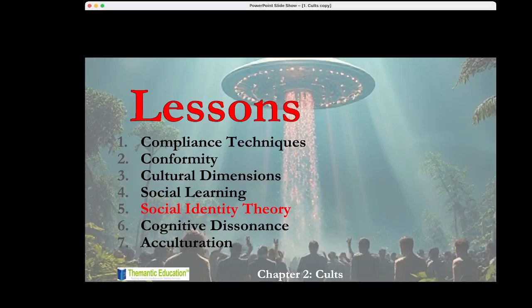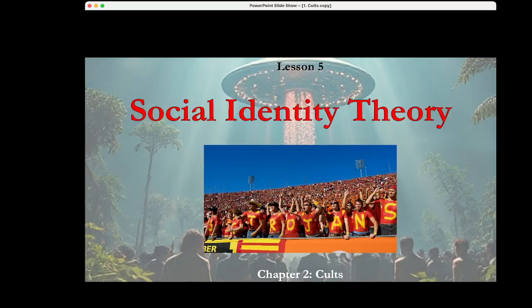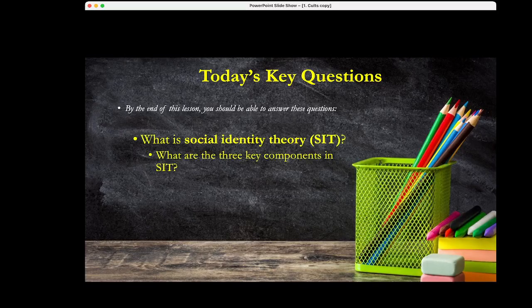Social identity theory. Really tricky theory. Very tough. Alright, let's see how students do.